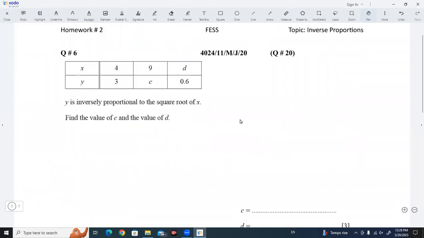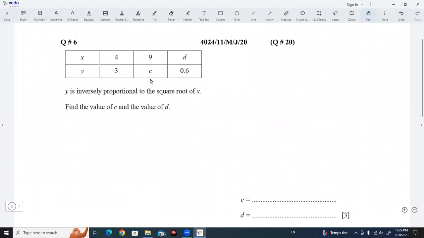In question number 6, it's again a table question in which y is inversely proportional to the square root of x. I'm writing down first y is inversely proportional to the square root of x. Now replacing that proportionality sign with a constant k and an equals sign, y equals k over square root of x. Two values are given, which means when y is 3, x was 4. I'm putting these two values into the equation, and then we will have the value for k. So putting y equals 3 and x equals 4.